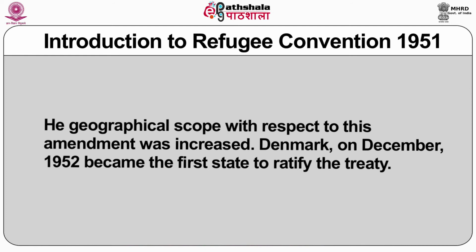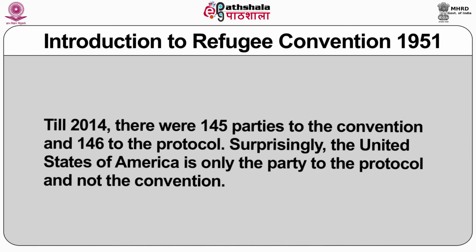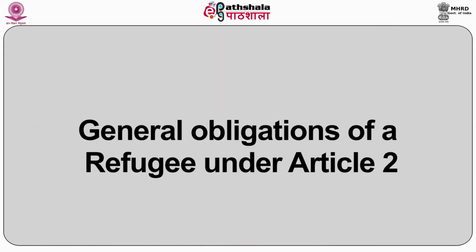Denmark, in December 1952, became the first state to ratify the treaty. Till 2014, there were 145 parties to the convention and 146 to the protocol. Surprisingly, the United States of America is the only party to the protocol which is not a party to the convention. General obligations of a refugee under Article 2.